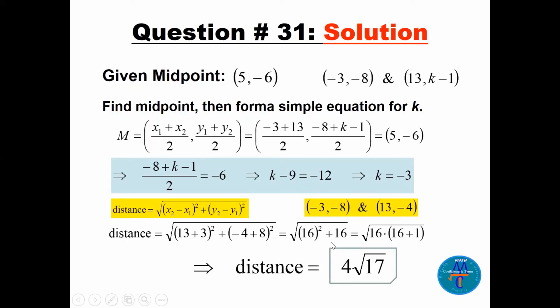Don't multiply, add, you get hundreds, thousands. No, take 16 common factor here. Be smart. Take 16 common factor. So 16 plus 1 is 17. And square root of 16 here will be 4 outside. So the distance, 4 square root of 17. Easy number without any calculator.